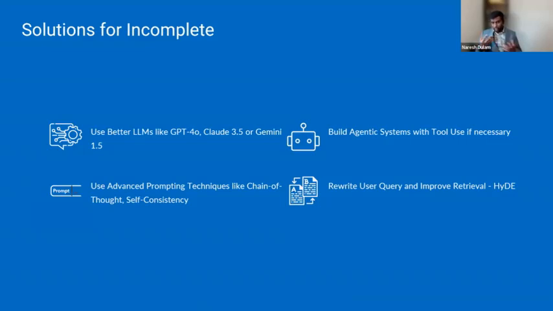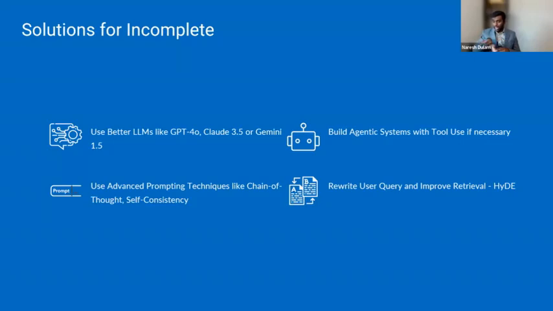And the other one is building an agentic system with the tools that we have seen in one of the previous slides. Other techniques are chain of thought and self-consistency. These are advanced prompting techniques we can use to generate a complete response.